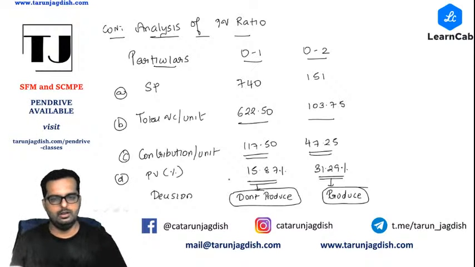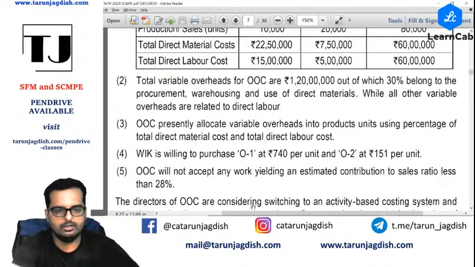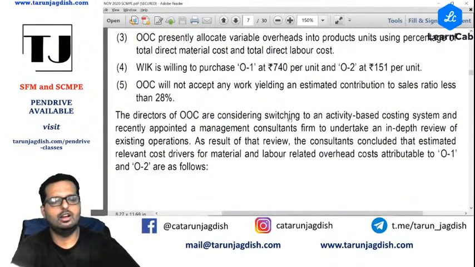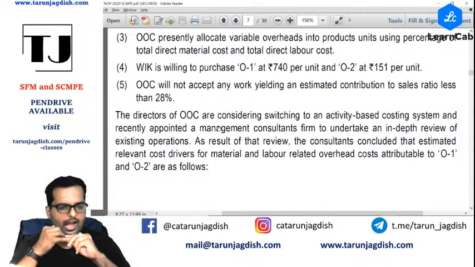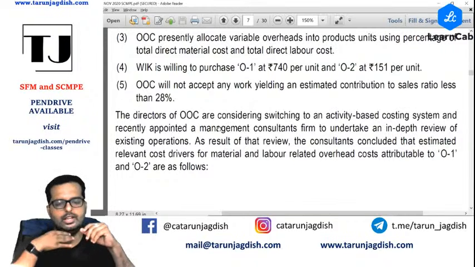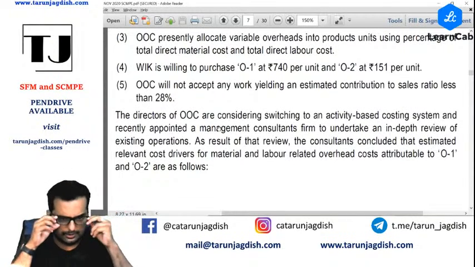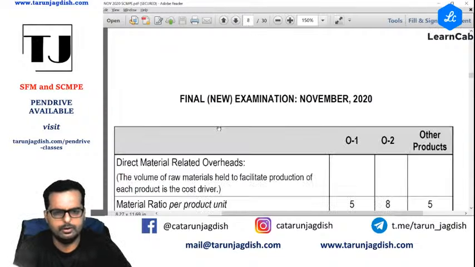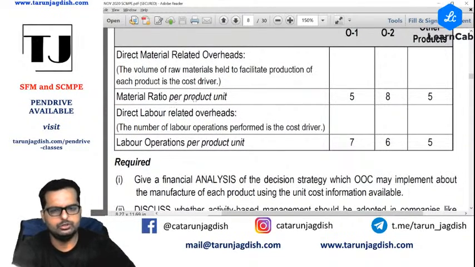Alright friends, have you all put up till here in your books now? Can I go to the next part now? Okay, so this is the decision that we took. Directors of OCC are considering switching to activity-based costing, and a recently appointed management consultants firm has to undertake an in-depth review of the existing operations. As a result of that, the consultants concluded that the cost drivers are given below. Friends, now here are the cost drivers. Material, they have given a ratio per unit as 585. Labor, they have given the units as 765.